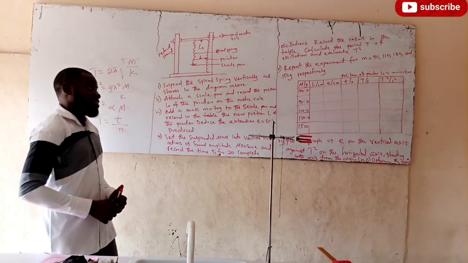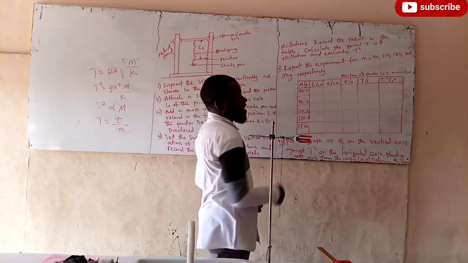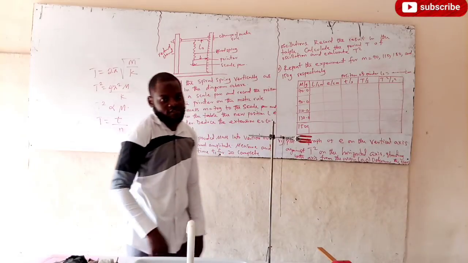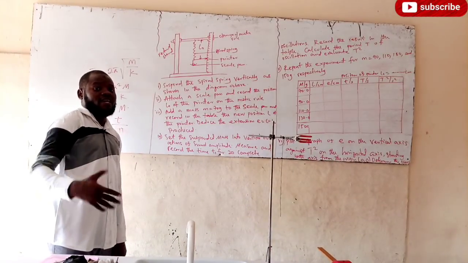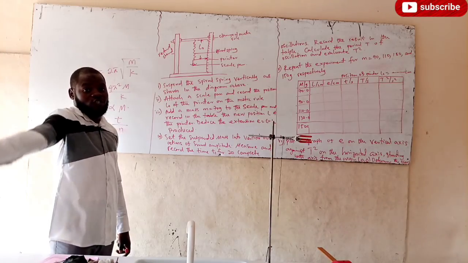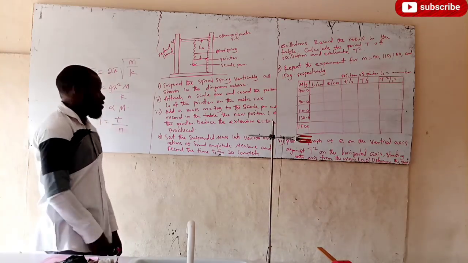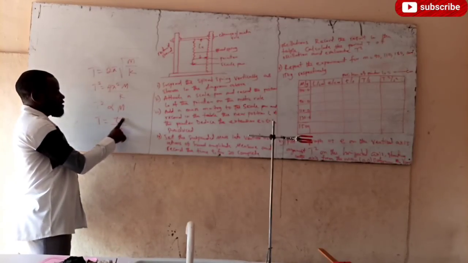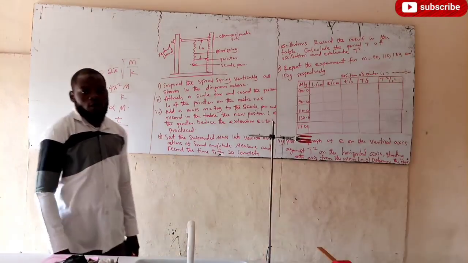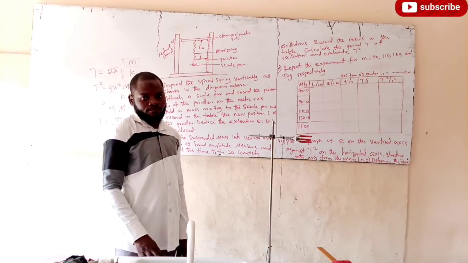I'm writing 20 because the question says we should count 20 oscillations. Let me just generalize, because NECO can decide to change the question and say 30 oscillations, or 50, or 10. Whichever one, just know that your period is T divided by the number of oscillations.